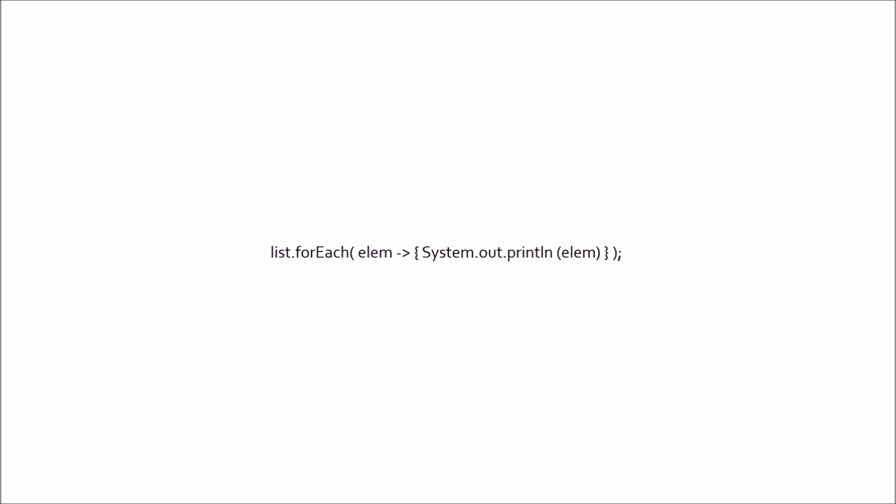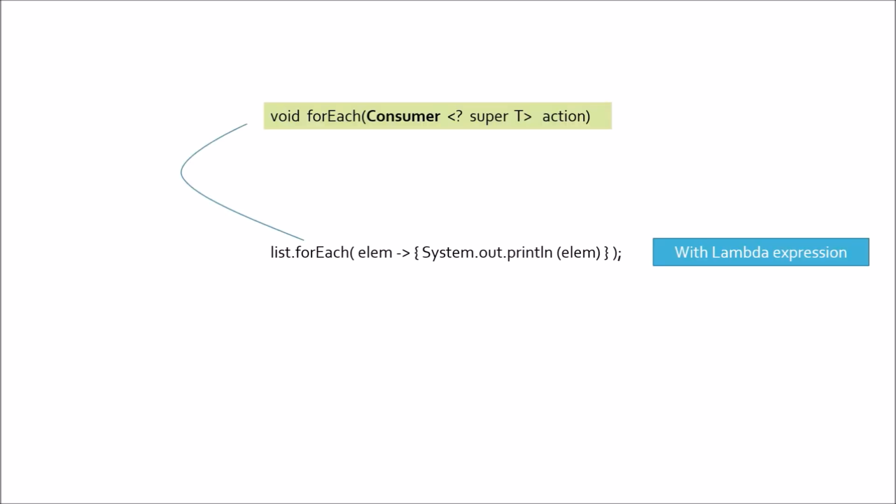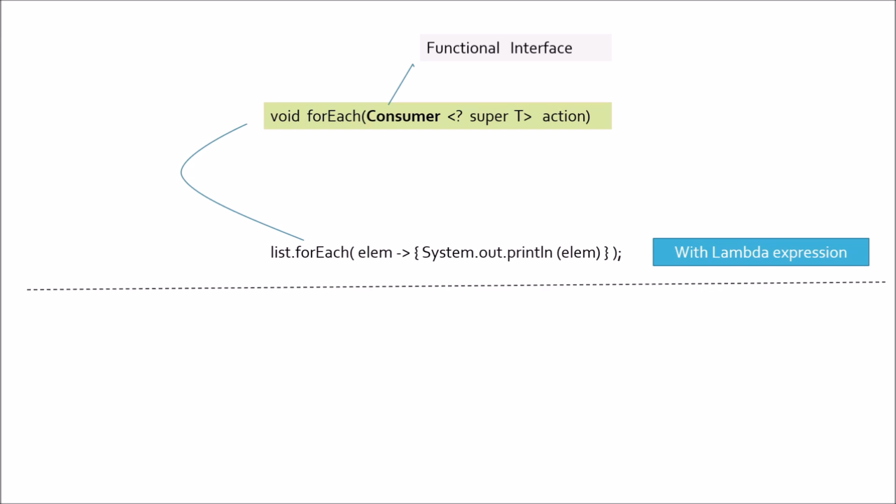If you look at the internal implementation of forEach, it is void forEach accepting a consumer. Now what is a consumer? Consumer in Java 8 is introduced as a functional interface. So forEach accepts a consumer only, or any implementation of consumer, but consumer is a functional interface.